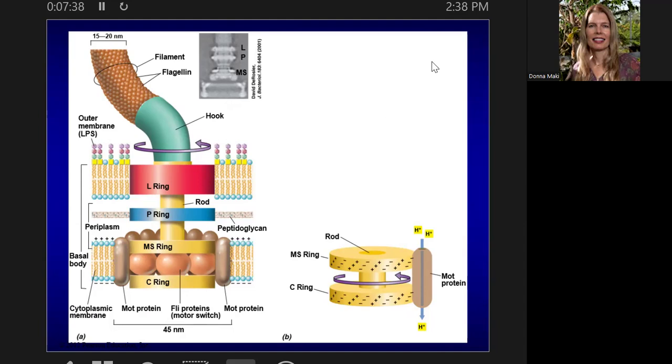Questions on the flagella structure? Yes. Is it only in gram negative? No. Is the structure significantly different from gram positive? Do we have model gram positives? I'm trying to come up with one. My brain's not working right now. Let me look into that and get back to you.